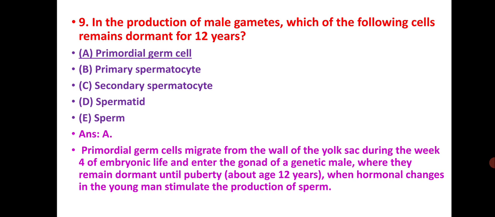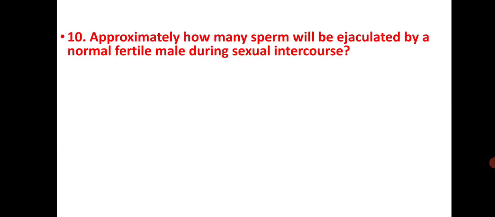So primordial germ cells migrate from the wall of the yolk sac during the fourth week of embryonic life and enter the gonad of the genetic male, where they remain dormant until puberty, when hormonal changes in the young man stimulate the production of sperm.